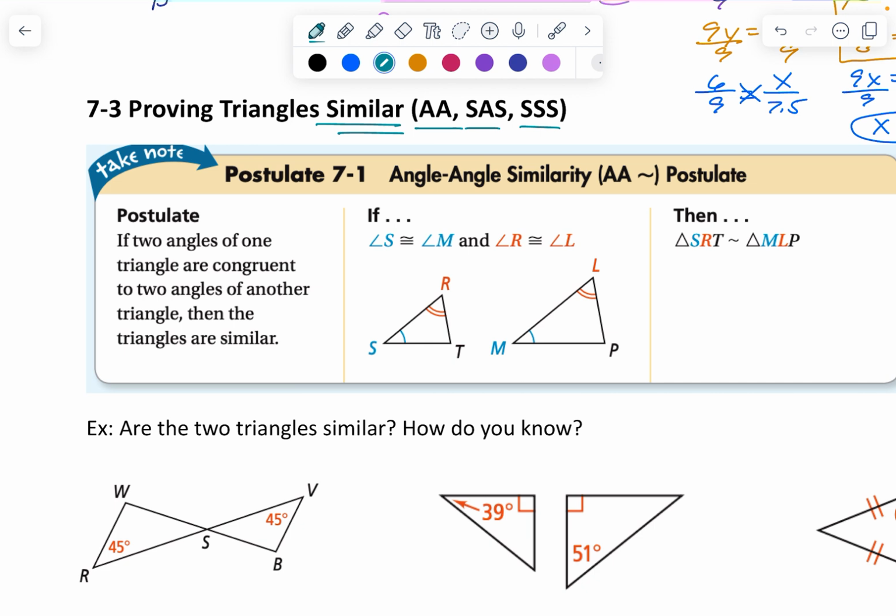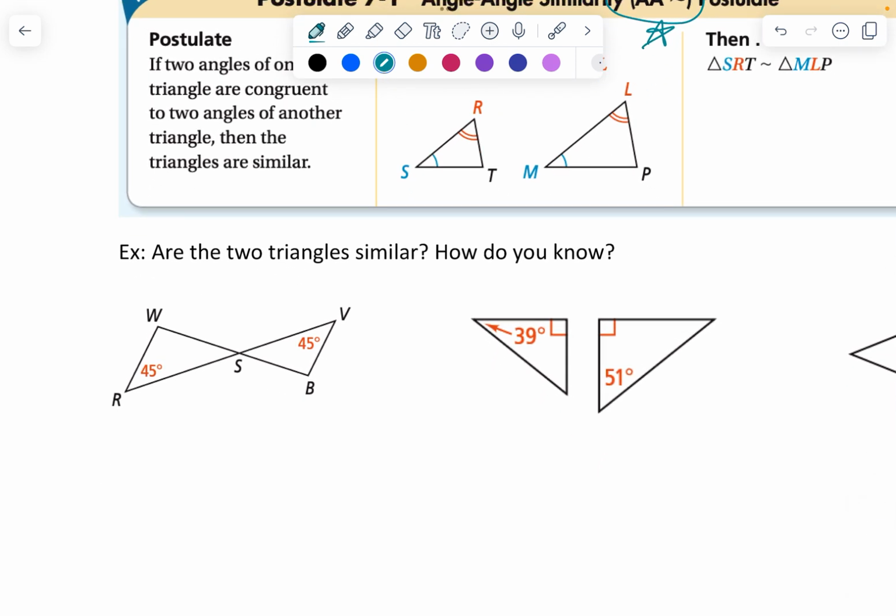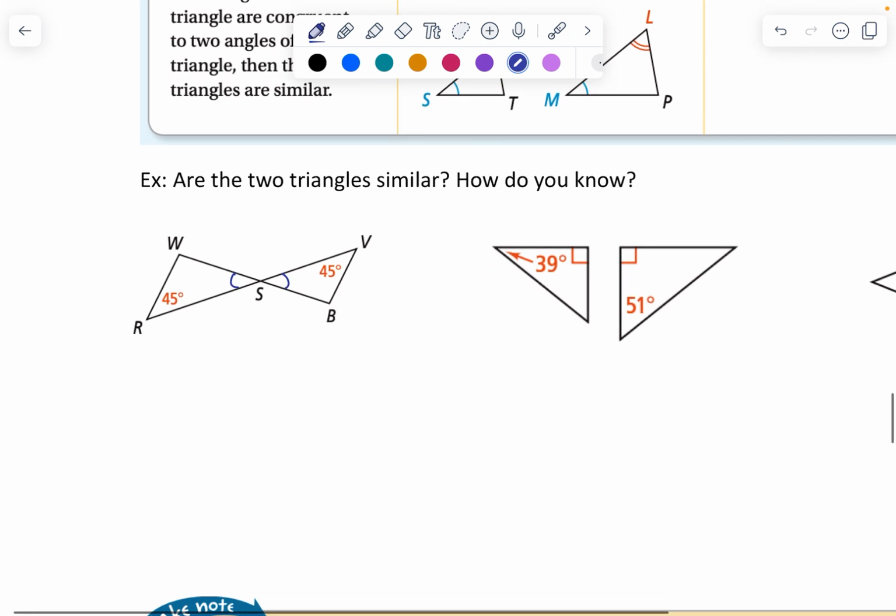So if you can show that 2 pairs of corresponding angles are congruent, then the triangles would have to be similar by AA similarity. So notice it is AA similarity, not just AA, right? So problems might look like these. Are the 2 triangles similar? Well, just like with congruent triangles, if we have a vertical angle situation, we can count that. So this would be yes, AA similarity. And marking those vertical angles shows me that there are 2 sets of angles.